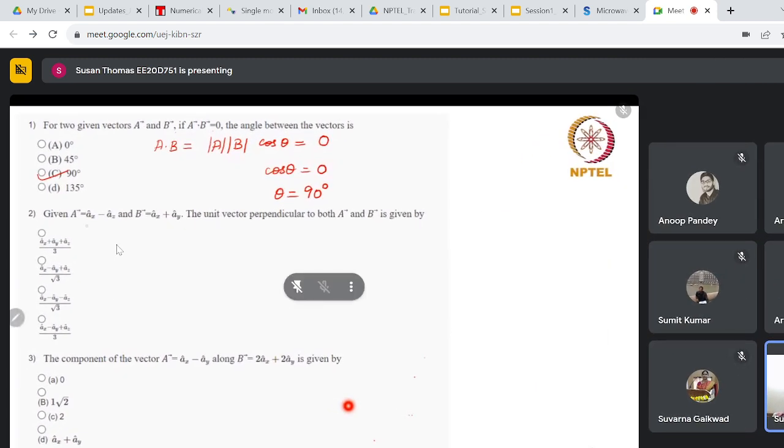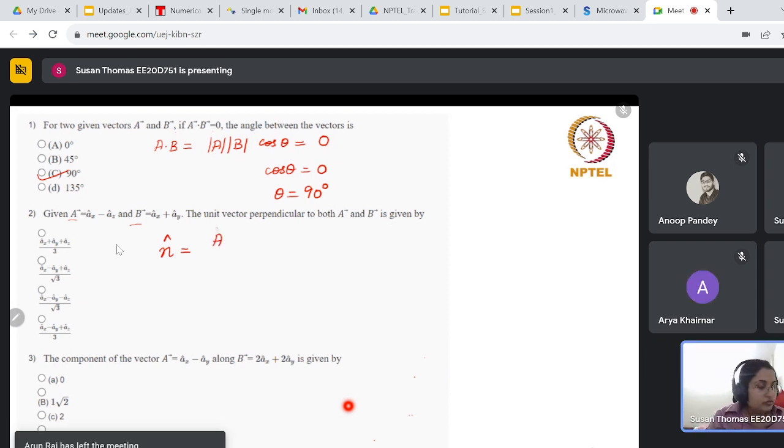The second question: you are given two vectors, vector A and vector B, and you are asked to find the unit vector perpendicular to both vector A and vector B. So how do we find it? The unit vector is A cross B divided by the modulus of A cross B.